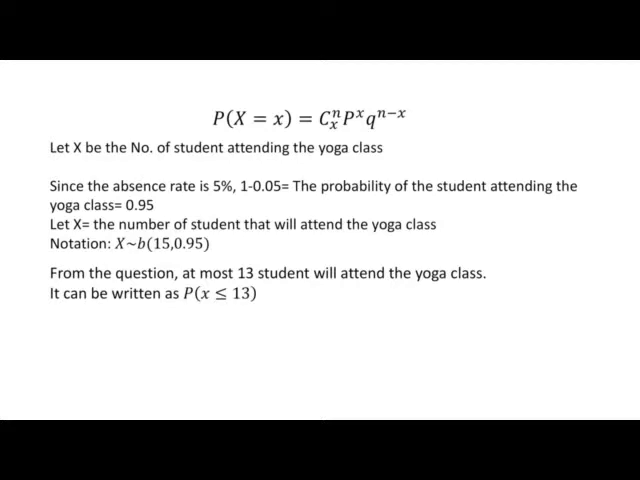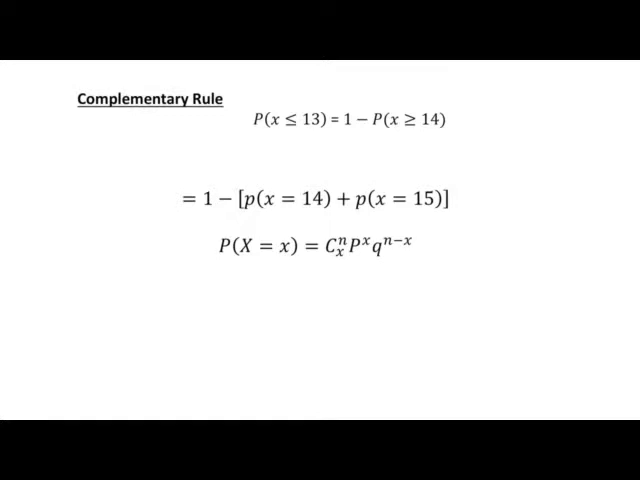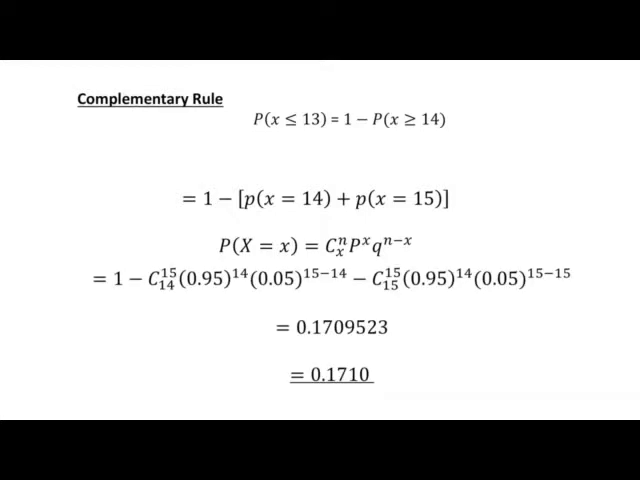But since it will be too many terms to write, we can use the complementary rule, which will be 1 minus x is larger or equal to 14. Then we plug the numbers into the equation, where n is the number of students, which is 15, and x will be 14 and 15, as the numbers have to be larger or equal to 14. After calculation, we get the answer, which is 0.171.